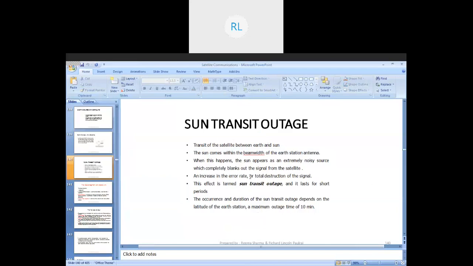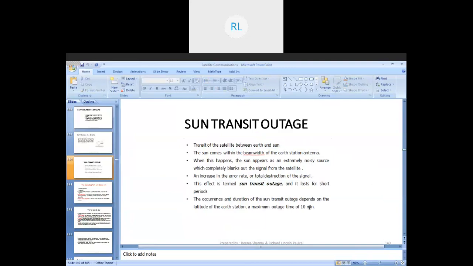An increase in error rate is also one of the consequences of sun transit outage, or sometimes it can totally disrupt your signal, which means noise is much higher than the communication signal. This effect is termed sun transit outage and it lasts for short periods. Since the Earth's revolution is in an elliptical manner, only for a short duration is it going to be very close to the sun, during which this noise is enhanced and our signals are lowered.